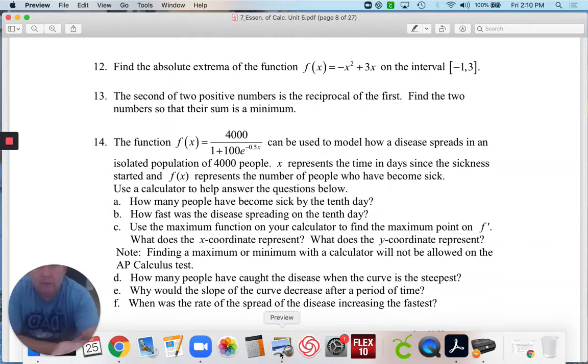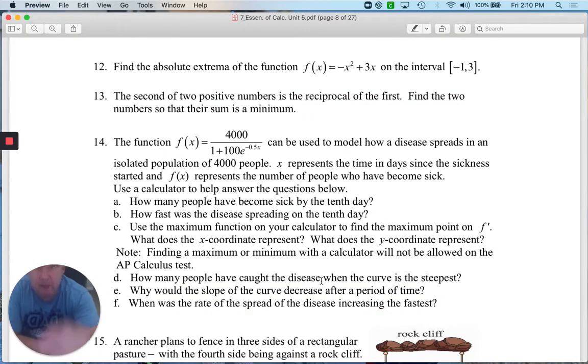All right, so here's the second part of 5.3 assignment number 12. So we're going to start at number 12. Let's read it together. Find the absolute extrema. So I want to find the greatest y value and the least y value of that function on that interval. So I'm going to start with the table of values. I'm going to put -1 and 3 in that table of values so I don't forget.